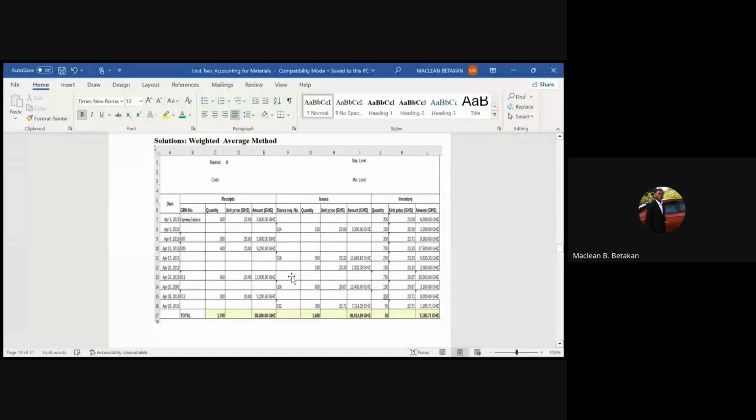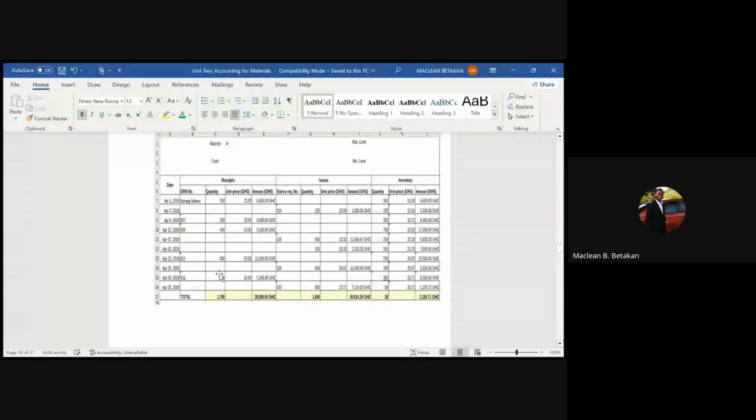The next day, you are going to receive 200 at a price of 26, giving you 5,200. Then you add the 200 to 150, you get 350. You add the 5,200 to 3,100, you get 8,200. Divide the 8,200 by 350. You should get 23.71, right?